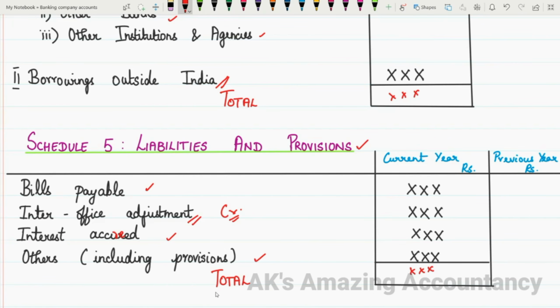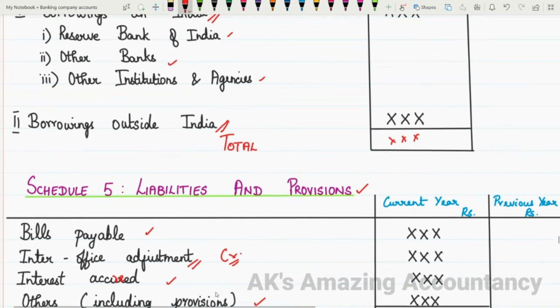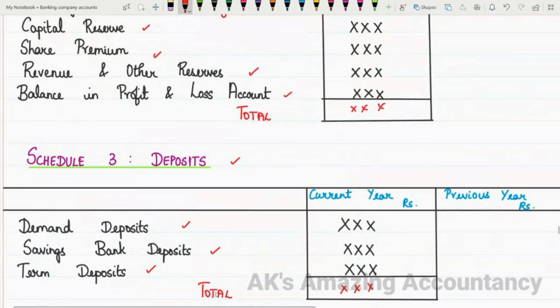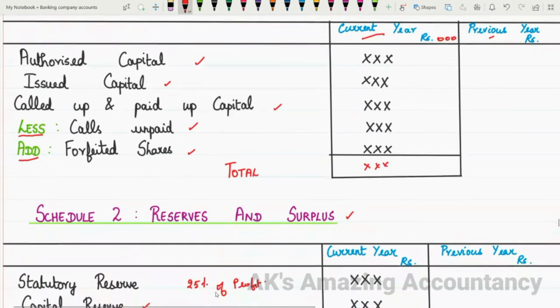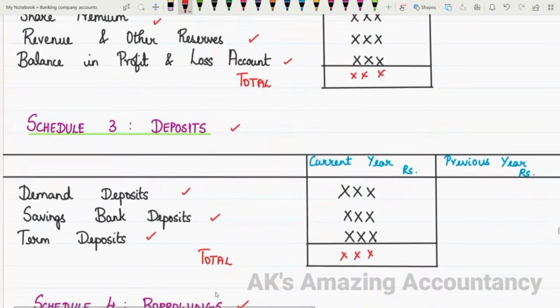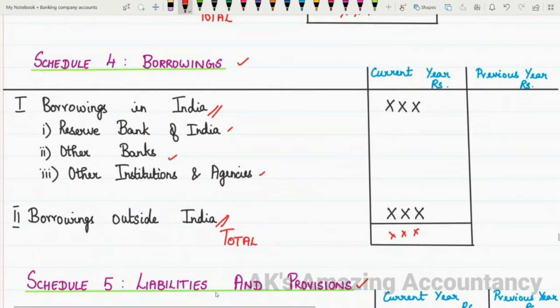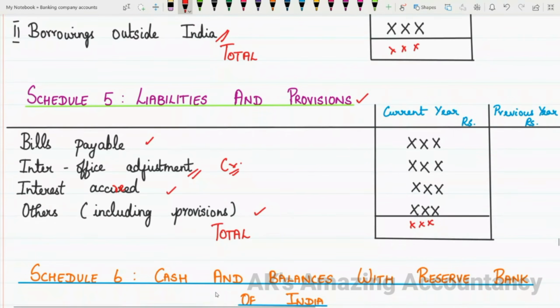So 5 schedules will come under the heading capital and liabilities. What are those schedules? Starting from schedule 1: schedule 1 capital, schedule 2 reserves and surplus, schedule 3 deposits, schedule 4 borrowings, schedule 5 liabilities and provisions. With this, the schedules coming under capital and liabilities get over. Now we are going to proceed with the schedules which will come under the heading assets.